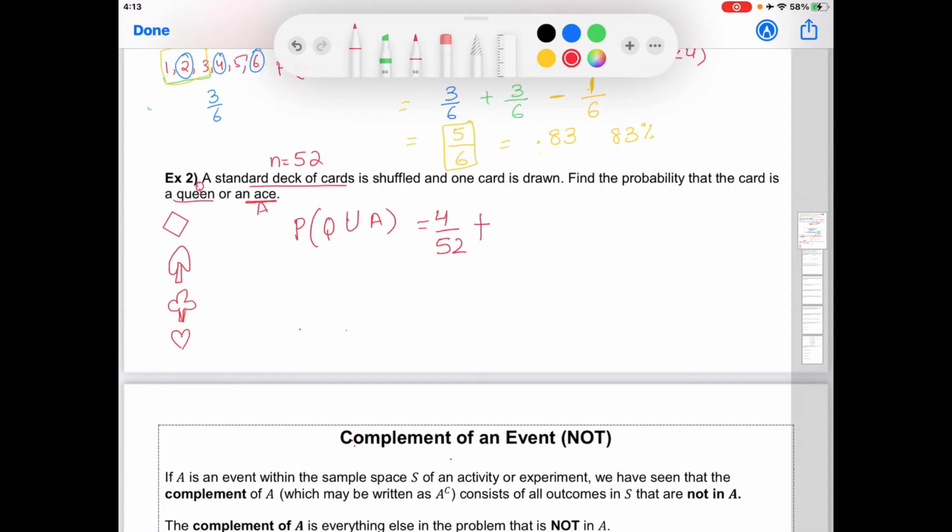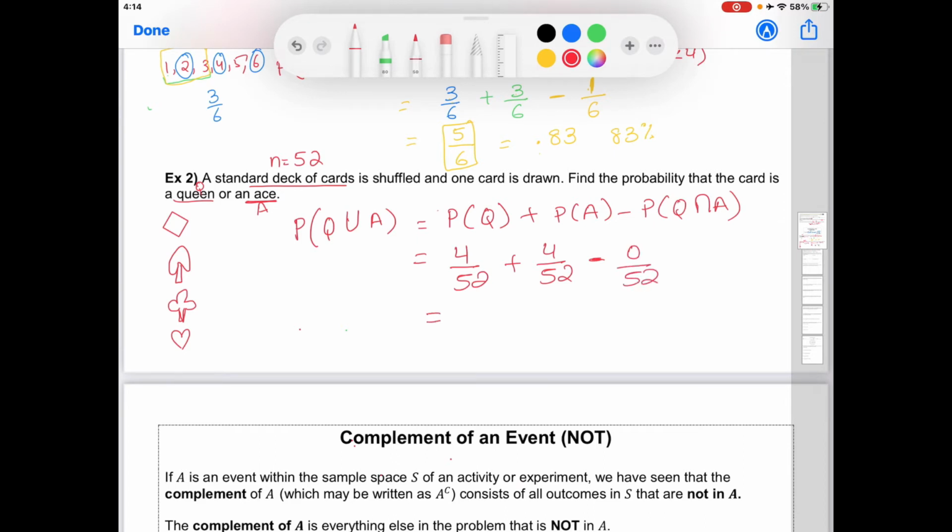Let me first write down the rule. That way it'll make sense. So we'll write down the rule for each one. It'll be probability of Q plus probability of A minus probability of Q and A intersection, right? So what's the probability of Q? There are 4 queens out of 52. How many aces? Again, there are 4 aces out of 52. And are there any cards that are queens and aces? No, there are none. So it's 0 out of 52 actually, or you can just say 0. So denominators are the same, add the numerators. So it's 8 out of 52, which is the same thing as 4 over 13, right? Which is the same thing as 30.7, or I can say 31%, 0.31 or 31%.